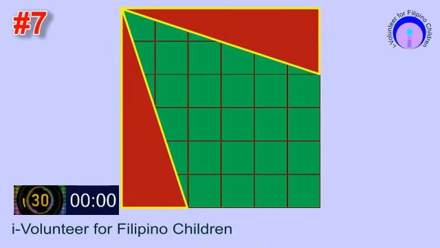Item number 7. Find the area of the red shaded part in square units. You still have 5 seconds to finish.